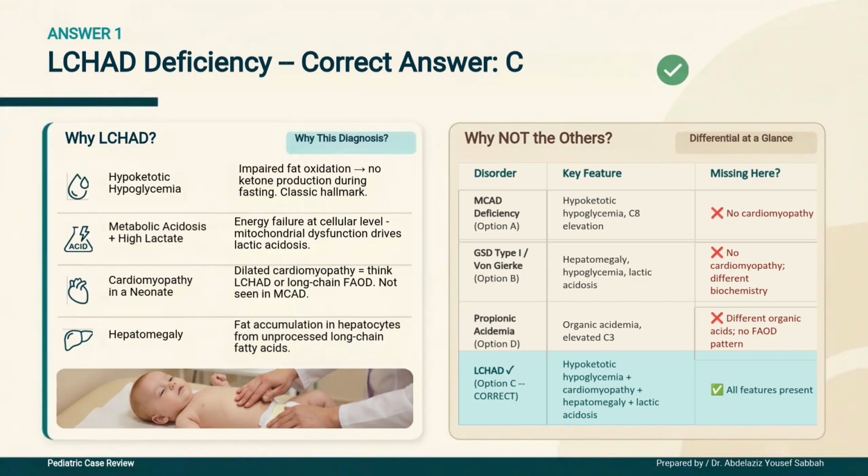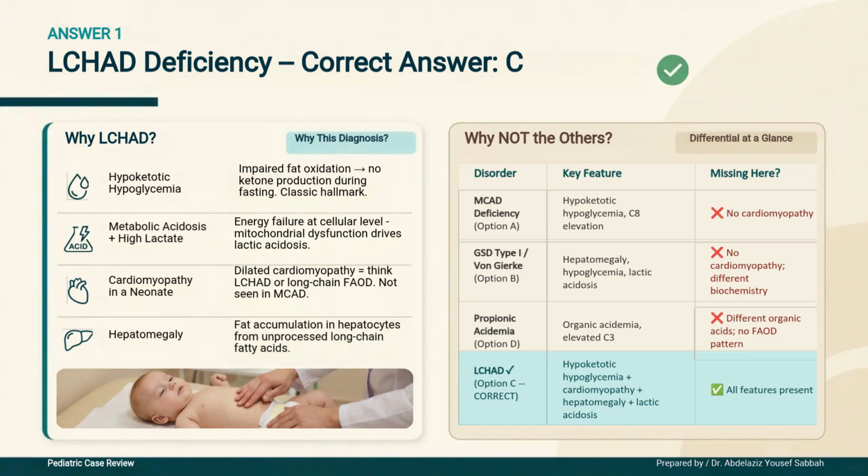The key clue is hypoketotic hypoglycemia. The infant is hypoglycemic during fasting, yet the urine ketones are negative because impaired fat oxidation cannot generate ketones. This is the classic hallmark. There is also metabolic acidosis with a high lactate, reflecting energy failure at the cellular level from mitochondrial dysfunction.